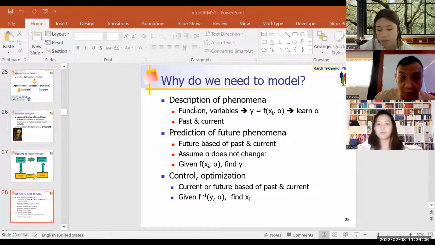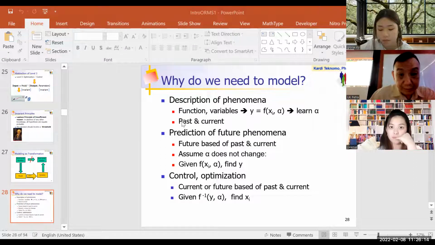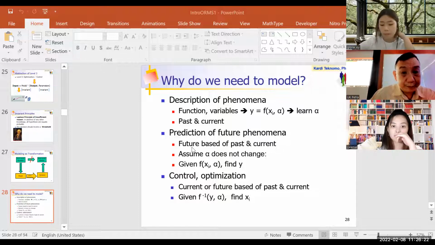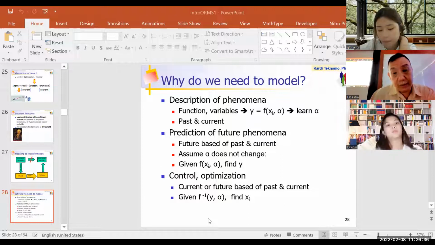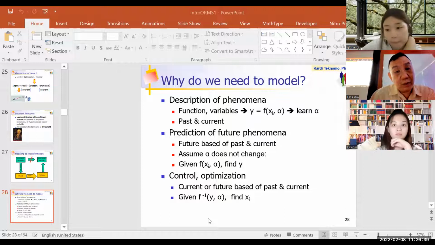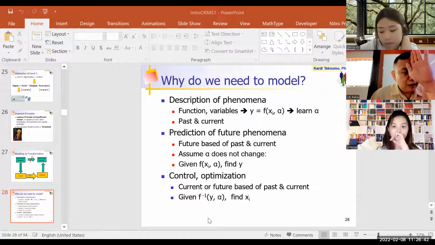Okay, so in the level 1, description of phenomena, you have the function variables and you learn the alpha, which is based on the past and current. The second part is the prediction of the future phenomena, which is based on the past and current. Again, you assume alpha does not change, the model also does not change. And the third level, control and optimization, again, you base it on the current or future, based on the past and the current. Again, you cannot predict out of nothing.